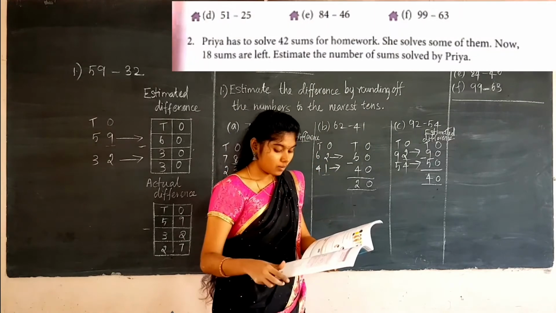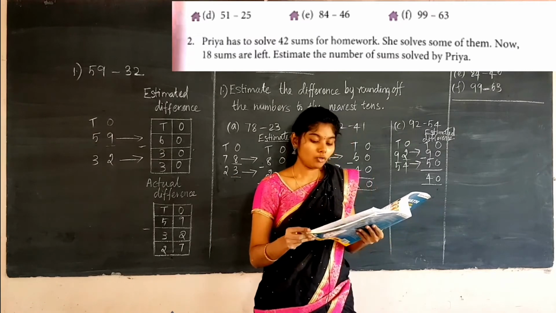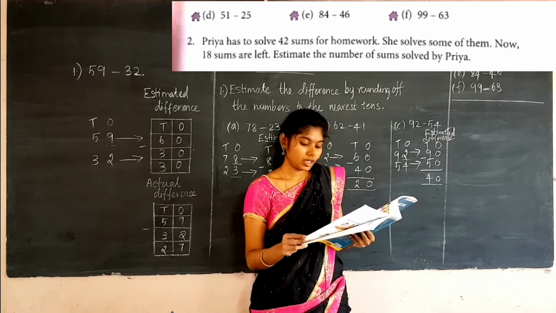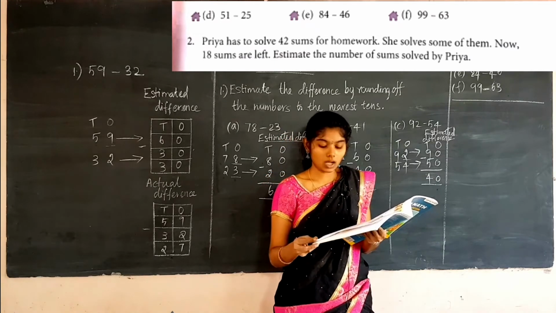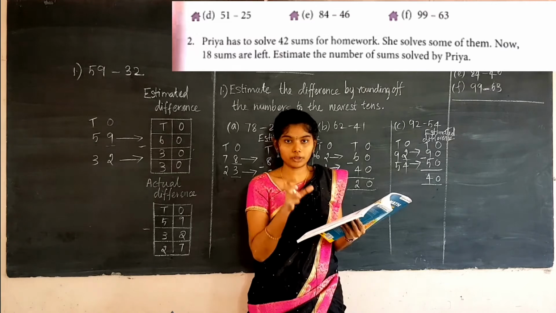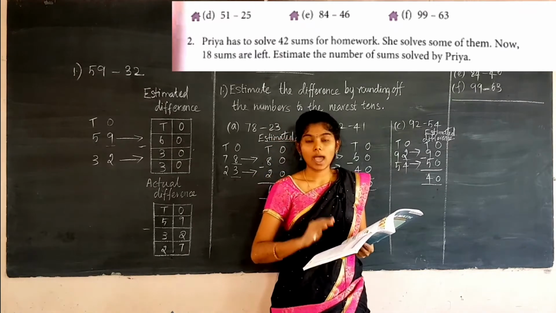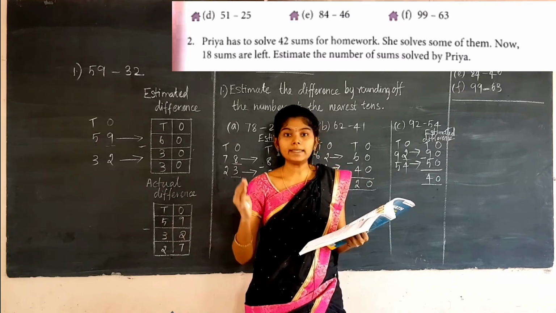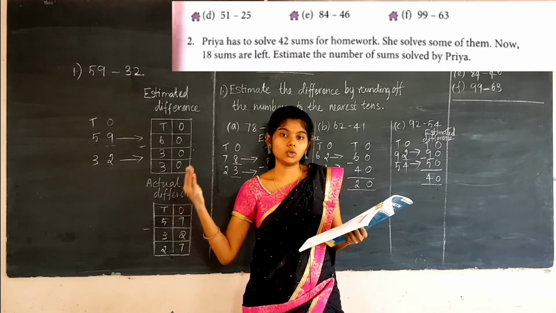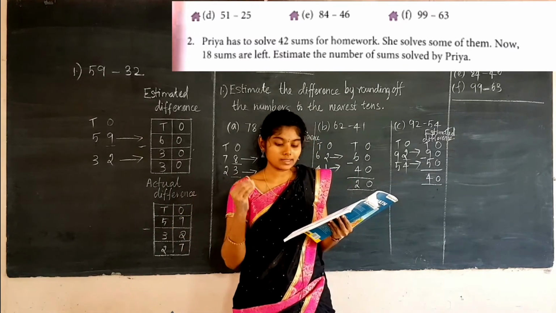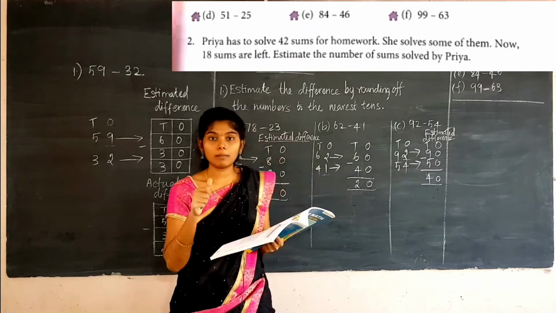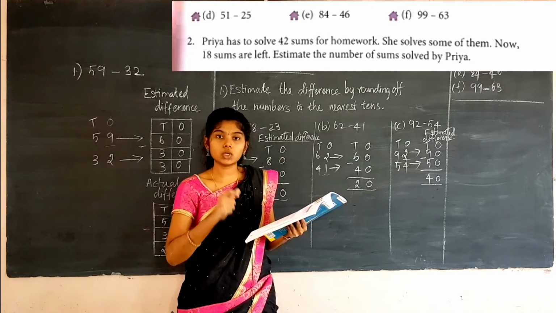And the second sum: Priya has to solve 42 sums for homework. She solves some of them. Now 18 sums are left. Estimate the number of sums solved by Priya. So the total homework is 42 sums, and she has solved some of them, and the remaining 18 sums are left. The number solved is not given, so we have to find how many problems she has solved.